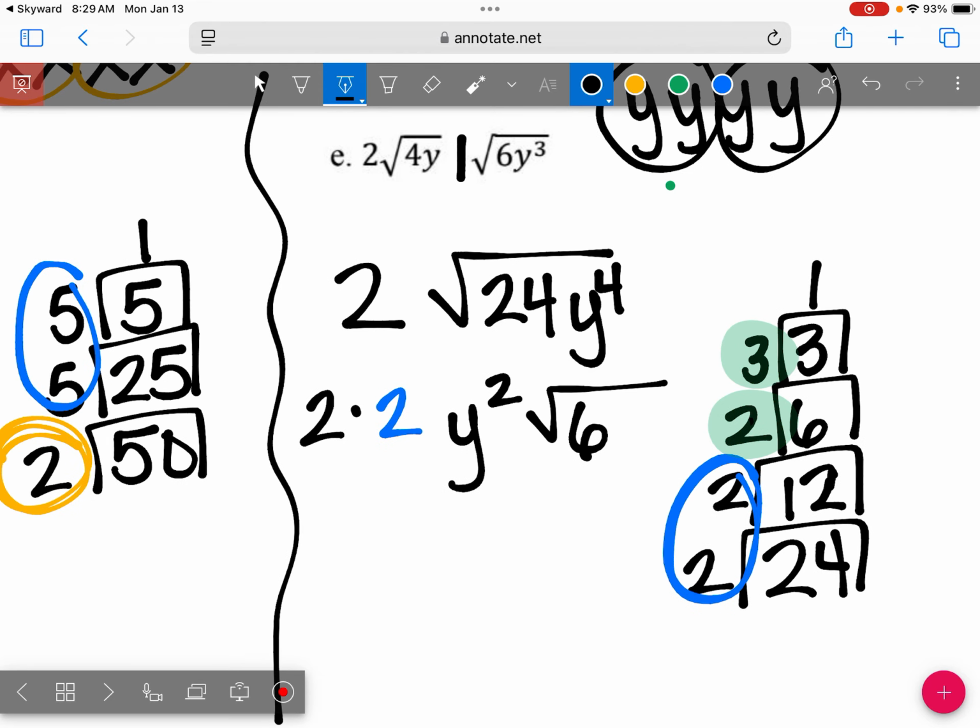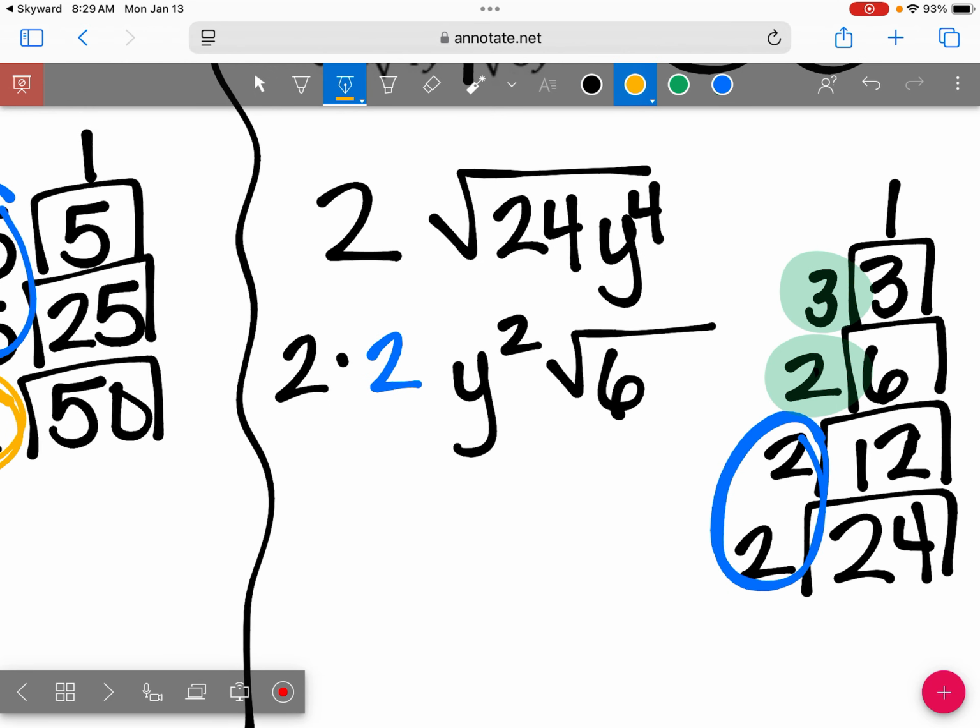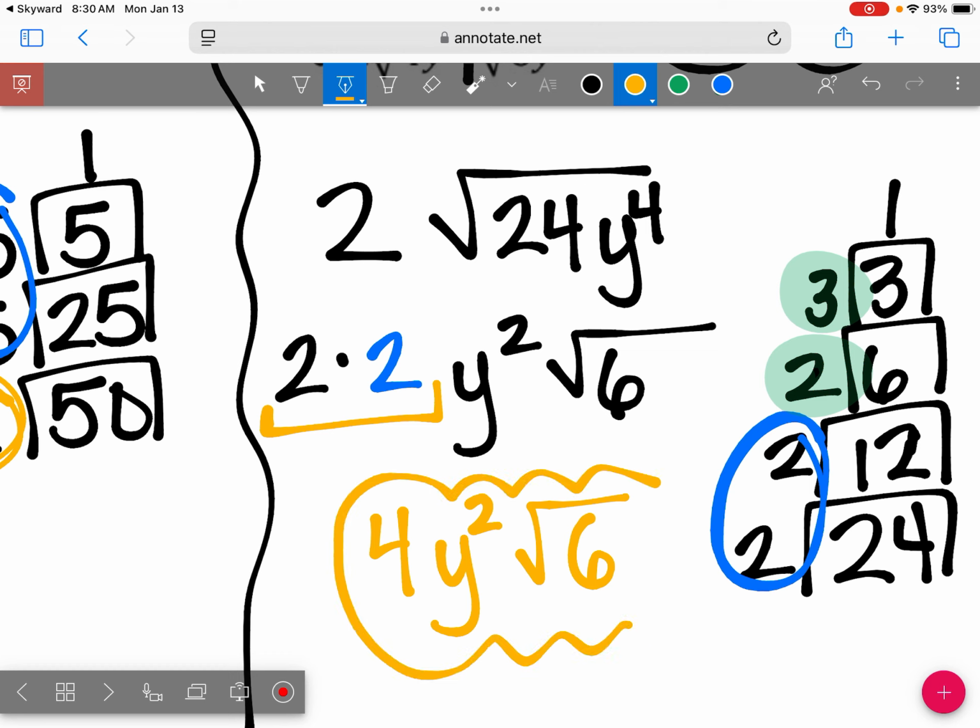All right, so now we're ready to clean it up because it's a little messy. We're multiplying 2 times 2. 2 times 2 gives us 4. And then I have y squared and then the square root of 6. And that would be our final answer.